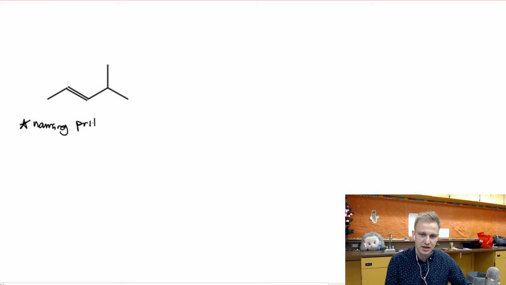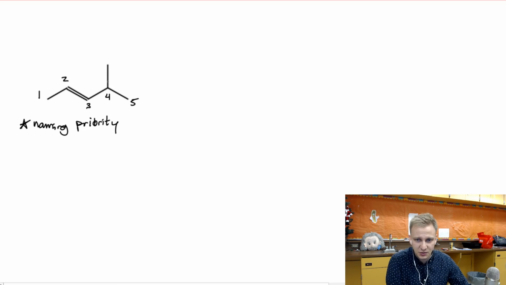Coming down here, we have our next example, and this is an example where naming priority starts to take place. With naming priority, we will know that this double bond here has a higher priority than the alkyl group. And so when we number this, we want to give the double bond the lowest number possible. We might be able to get lower numbers in total if we start from the right, but it'll mean our double bond gets a higher number, and that is a no bueno.